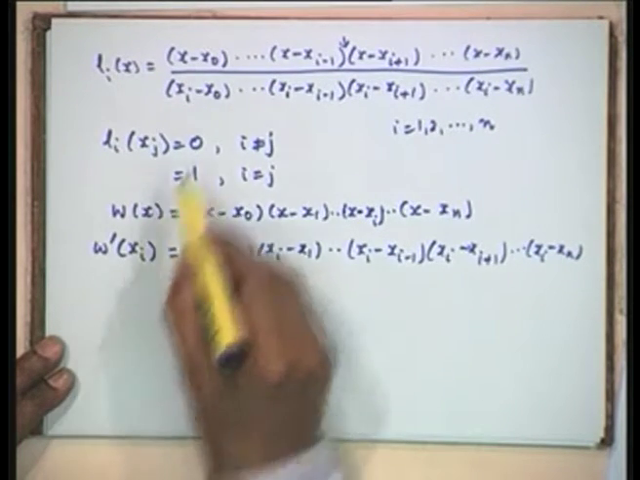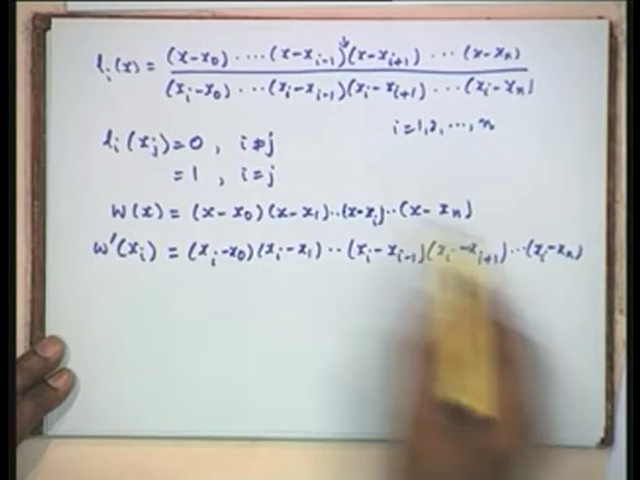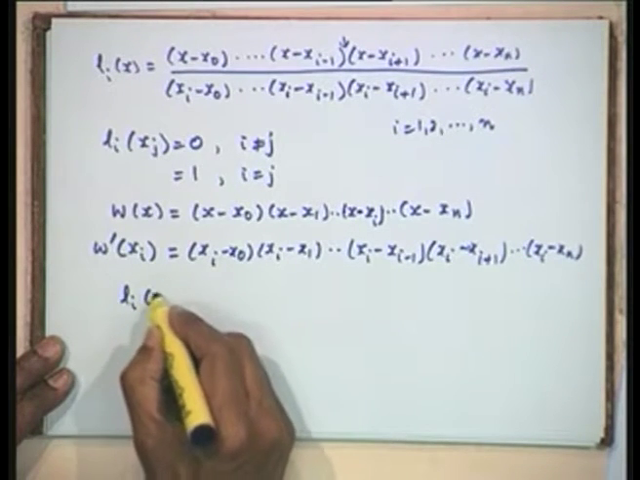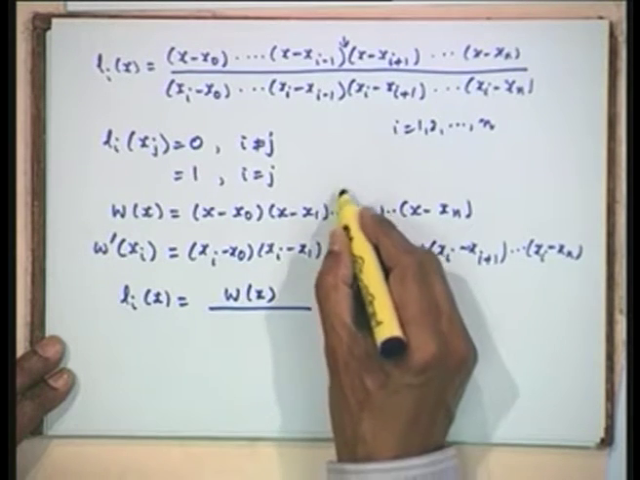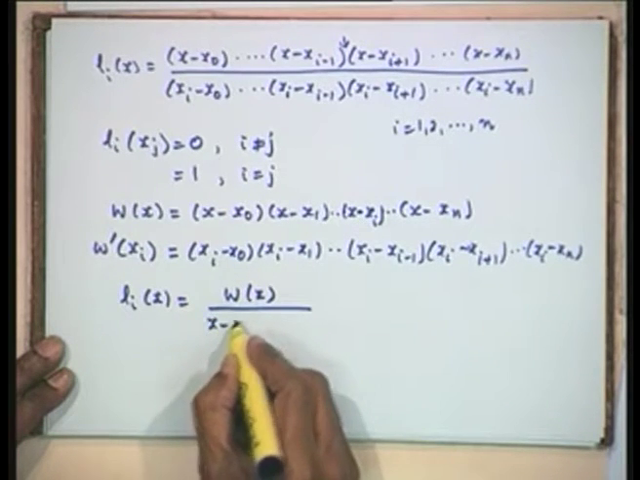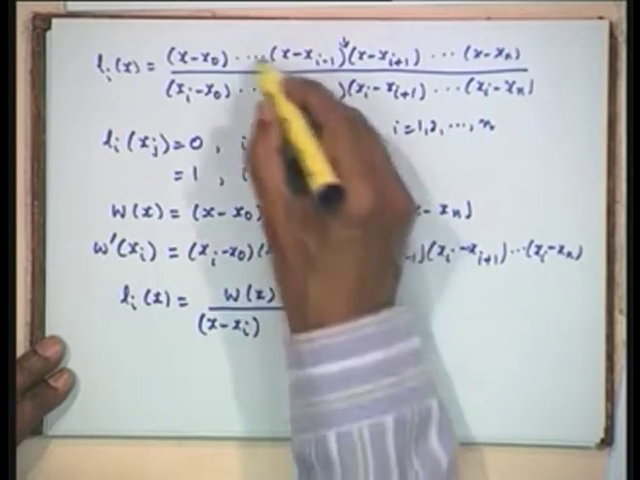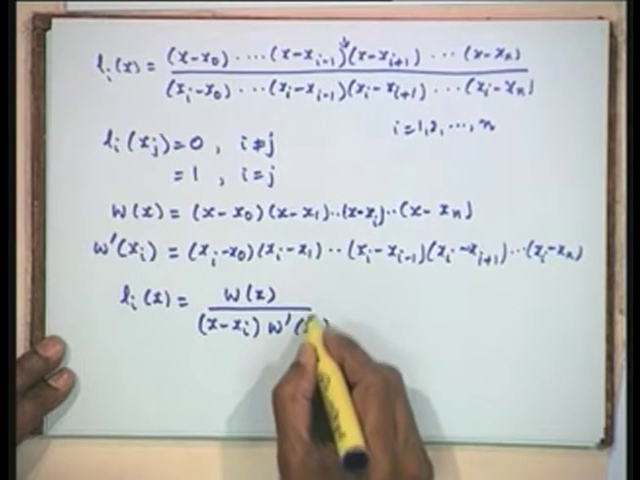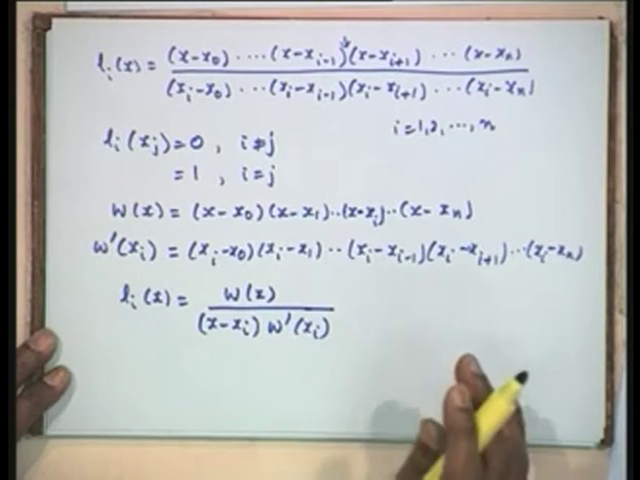We see that the denominator of Li(x) is simply w prime of xi, the same as this denominator. Therefore, Li(x) in simple notation can be written as w(x). I have to remove x minus xi, so I will divide by x minus xi. Therefore, w(x) upon x minus xi is the numerator and the denominator is w prime of xi. So, I can simply write these Lagrange fundamental polynomials in this particular notation.